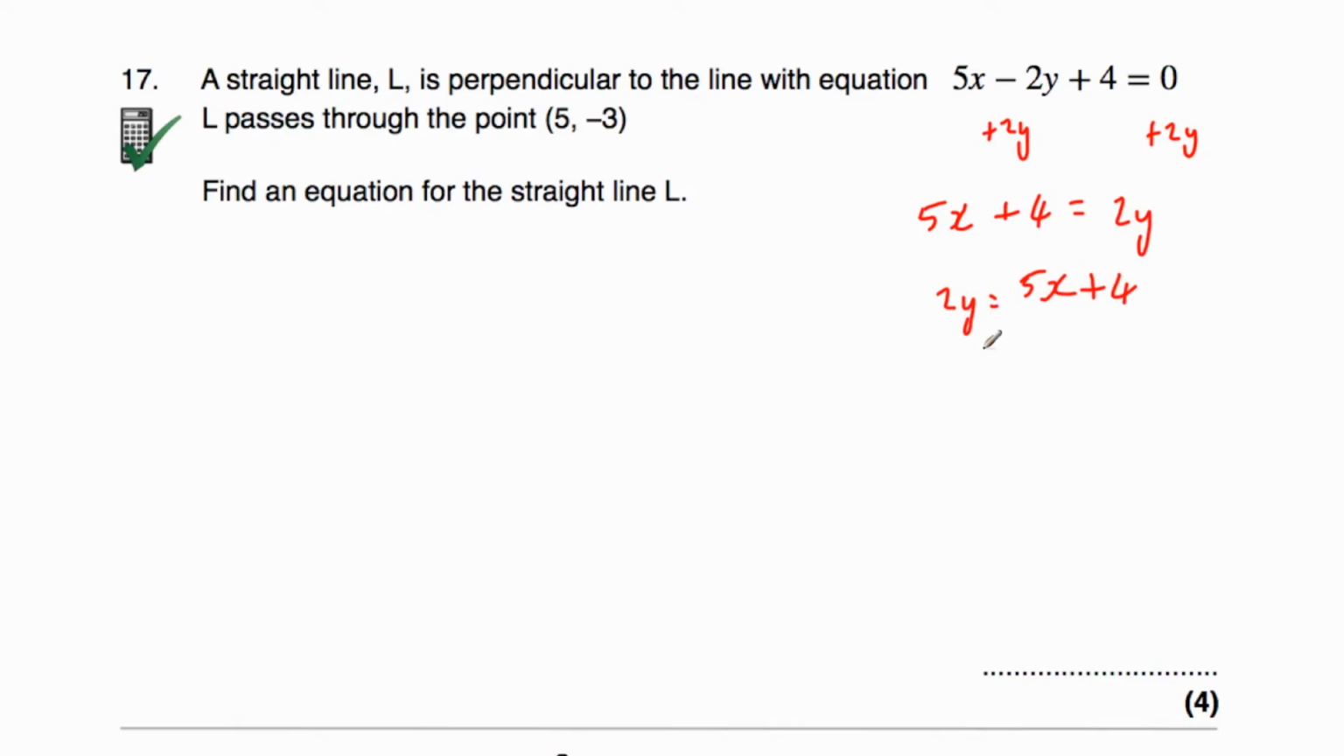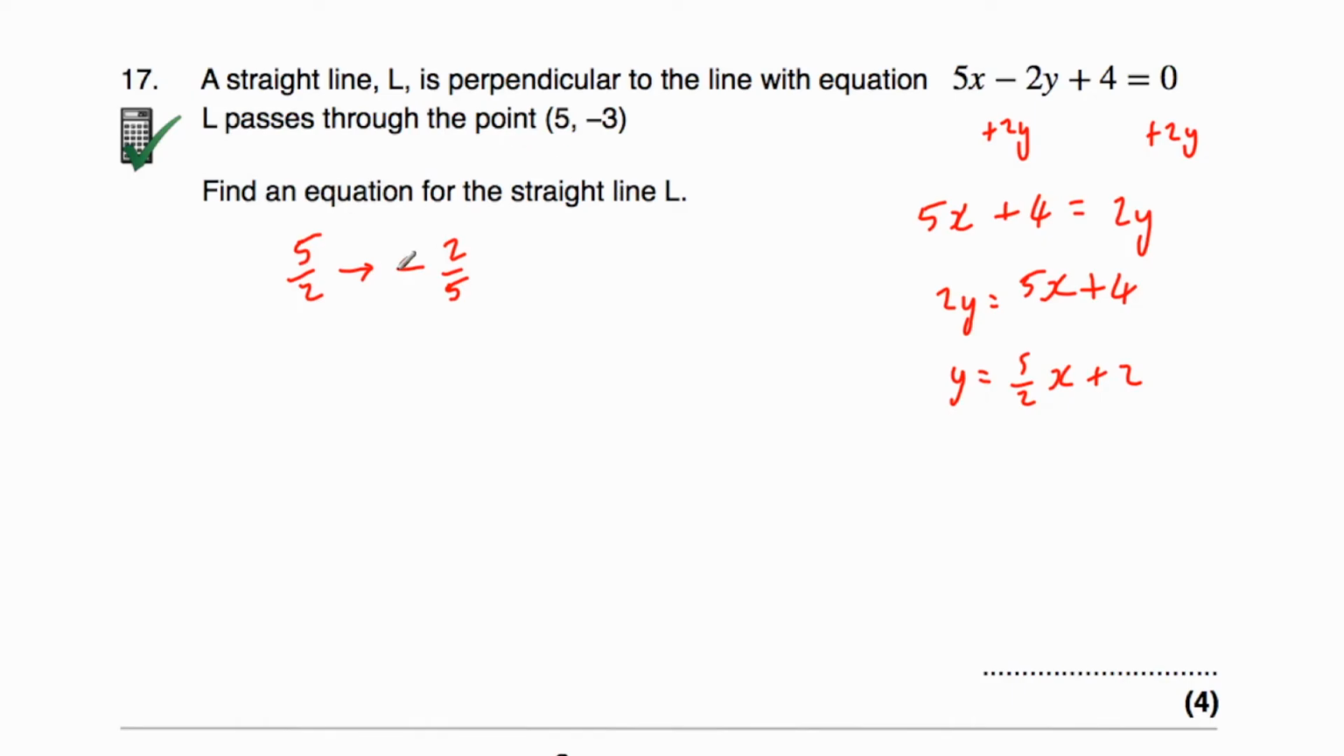Now we don't want 2y, we just want to make y the subject, so let's divide everything by 2. If we divide everything by 2, we'd get 5 over 2 x plus 2. So y equals 5 over 2 x plus 2. So that means the gradient of this line is 5 over 2. Now L is perpendicular to that. So if we've got 5 over 2, when we find the negative reciprocal, it's positive, so we're going to make it negative, and find the reciprocal will be 2 fifths. So that means that L has got the gradient of -2 fifths.